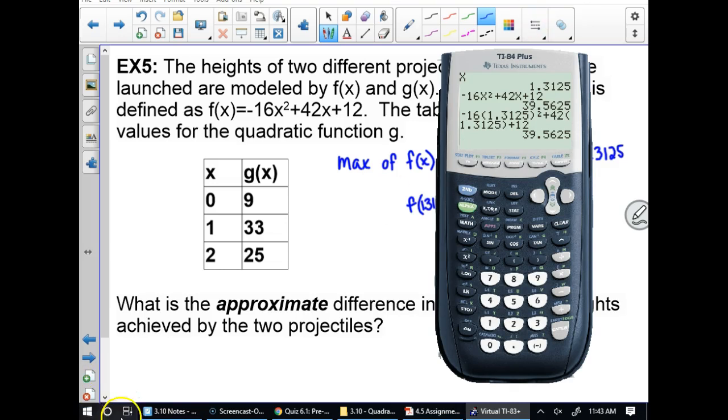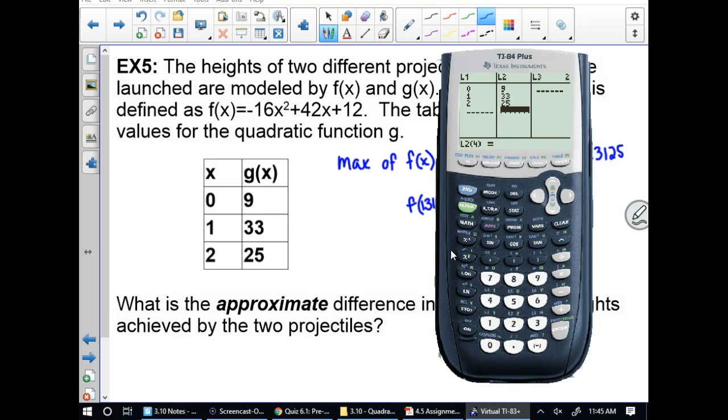go ahead and type that into L1. All right, so let's go to stat, edit. Let's clear out anything that is there. Okay, so we're just going to type that data in, nice and short. Don't have to do a whole lot there.